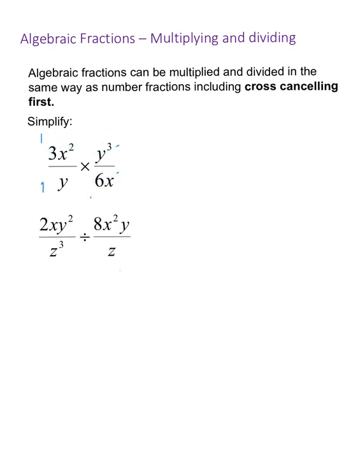Now when we're dividing fractions, we've got to remember our rule. The first one, fraction stays the same. So that gives me 2y squared over z cubed. We change the sign and we flip the second fraction. And then we can cross cancel where possible.